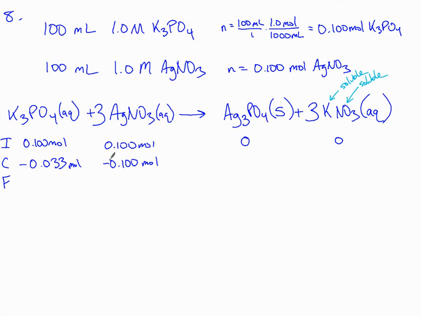So over here, we see that for every one of these potassium phosphates, we make 1 of these silver phosphates. So we're going to have plus 0.33 moles. And for every 3 silver nitrates, we make 3 potassium nitrates. That one's going to be plus 0.100 moles.